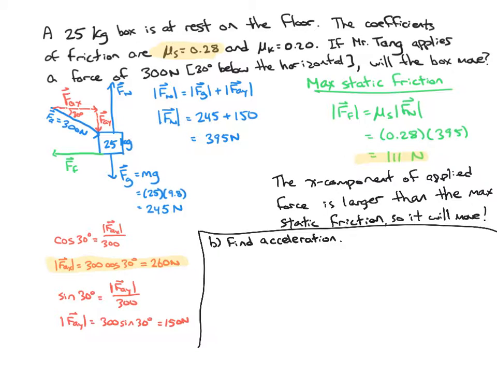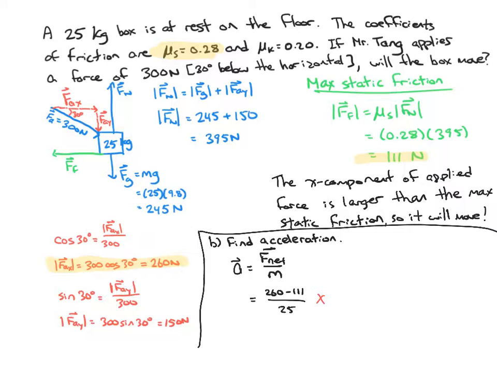Well, the acceleration is going to be the net force divided by the mass. That's Newton's second law. So we don't forget about the older formulas. Now the net force, be careful. You may be tempted to write 260 minus 111 for the net force, and the mass is 25. However, that's wrong. That's not correct.